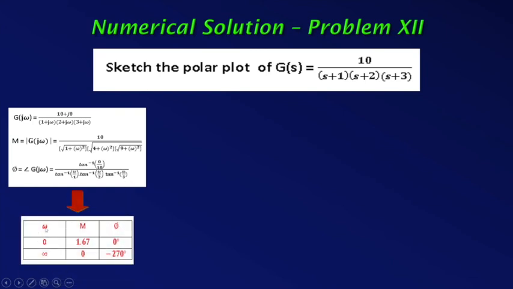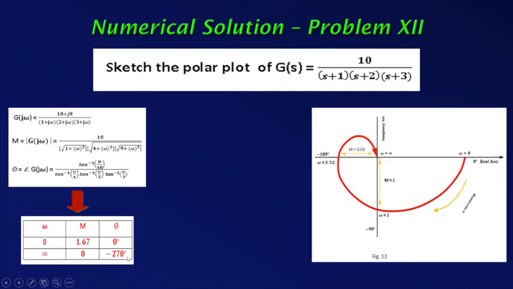Then considering this table, when omega equal to 0, then put omega equal to 0, we get this magnitude is 1.67. If omega equal to infinity, then this magnitude is 0. Then calculate phi: omega equal to 0, then all angles are 0. If infinity, then this is 90 degree, 90 degree, 90 degree. That means minus 270 degree. So starting point is 1.67, 0 degree axis. This is 0 degree axis.